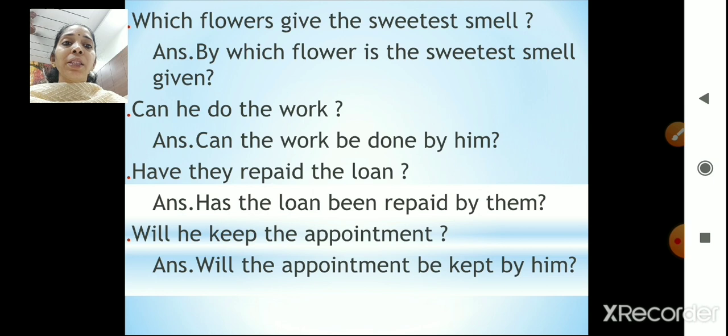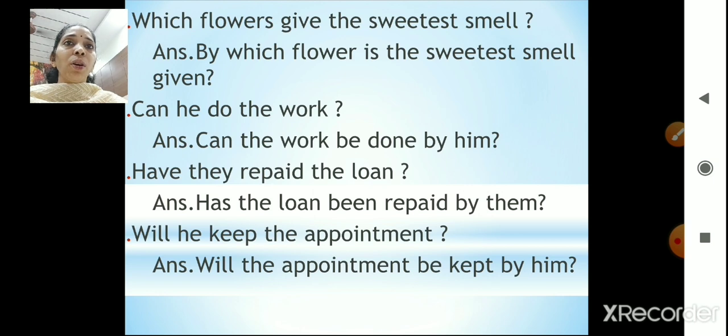Which flowers give the sweetest smell? Now here in this case, the interrogative sentence begins with which. Now what is this which? It is an interrogative adjective. So in the answer, we write by which flower is the sweetest smell given. Okay, and we have retained the position.